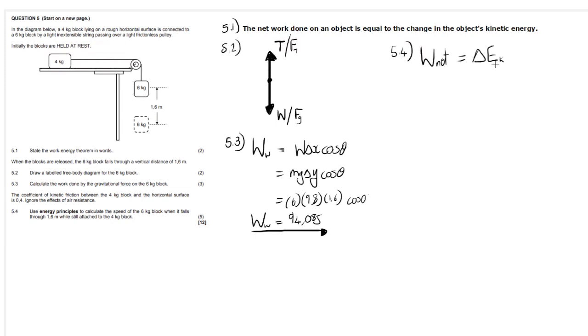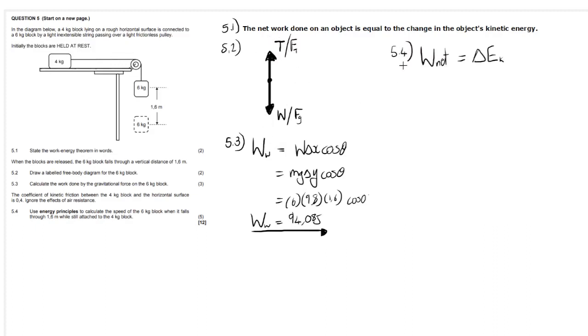Well, I know the change in kinetic energy does talk about speed. The initial speed that we have is 0, and the final speed is that of the 6 kilogram block when it falls to that 1.6 meters. And so we can expand that. We can also talk about the W net, the net work that is done. The work that is done by the 6 kilogram block is going to be equal to the work that is done by gravity on that 6 kilogram block, because there's only these two forces acting on it. Okay, they are in equilibrium.